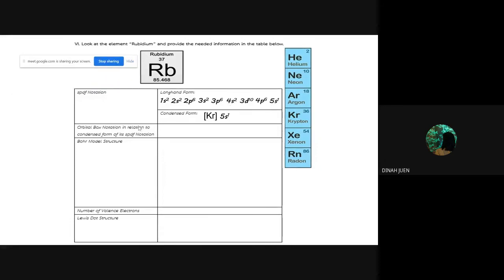Now let's proceed to the next question, the orbital box notation. But we will first do the number of valence electrons and the Lewis dot structure, class, because they are pretty easy compared to the others.